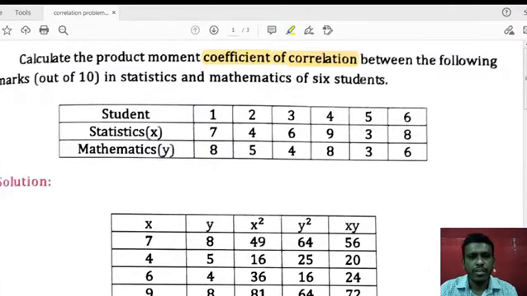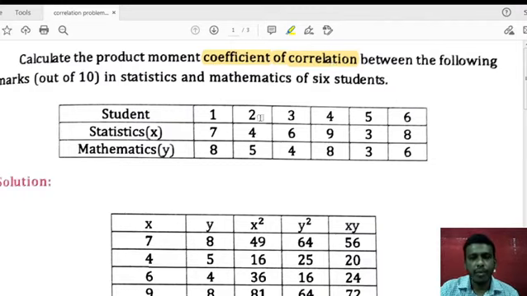So here we are supposed to find out the coefficient of correlation. Now, as we all know, the coefficient of correlation can be found out by using either of the two methods that we had discussed earlier: Karl Pearson's coefficient method or Spearman's rank coefficient method.